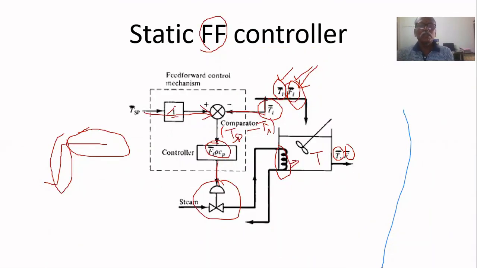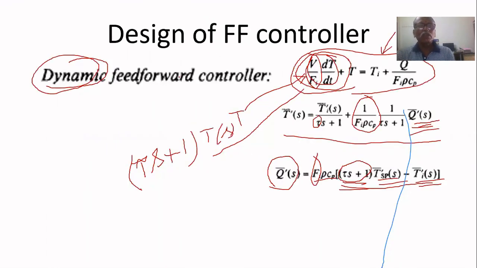So that is implemented, and the filter constant is 1. But we designed a controller for steady state. We didn't consider any dynamics. If we don't consider the dynamics, its performance will definitely be poor. So we are going for dynamic feed forward.